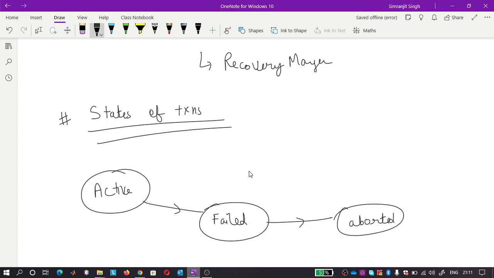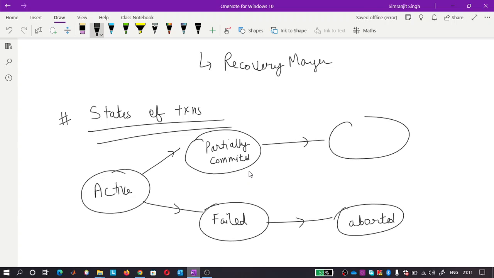But another outcome is something called partially committed. Partially committed means that we have made changes in our main memory. Now the next step will be that we make changes to the secondary memory. Okay, so that will be your full commit operation.